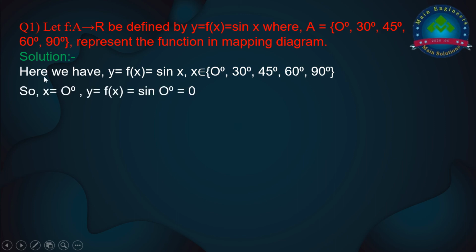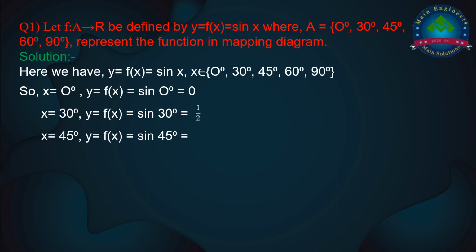Then x is equal to 0 degree. When you put the value of x as 0 degree, then y is equal to f(x) is equal to sin 0 degree, and sin 0 is equal to 0. So our input-output pair will be 0 and 0. Next, x is equal to 30 degree. So y is equal to f(x) is equal to sin x, and in place of x there is 30 degree. So sin 30 is equal to 1 by 2.